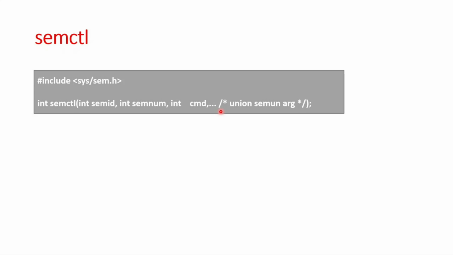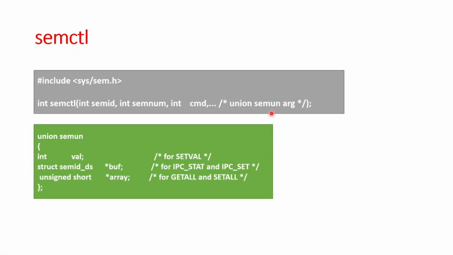And the fourth argument is optional. That depends on the command that is requested, and if it is present, it is of the type union. Okay, it is of the type union. We name the union as the semaphore union, semun, and it is a union of various command specific arguments. So this is the union. Okay, it has these values, and this will be used along with the command. We will be looking into that very soon.